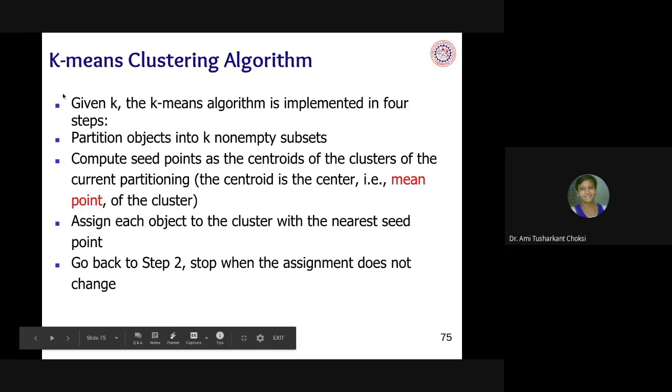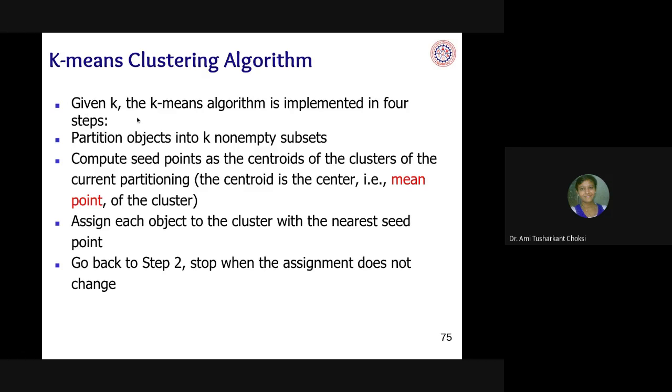Let us see what is there in this particular algorithm. Given k, k means the number of clusters which we want to make. We know that for your class, we have made 3 clusters, 3 groups, right? So there, the k is equal to 3. That is being specified in the problem statement.